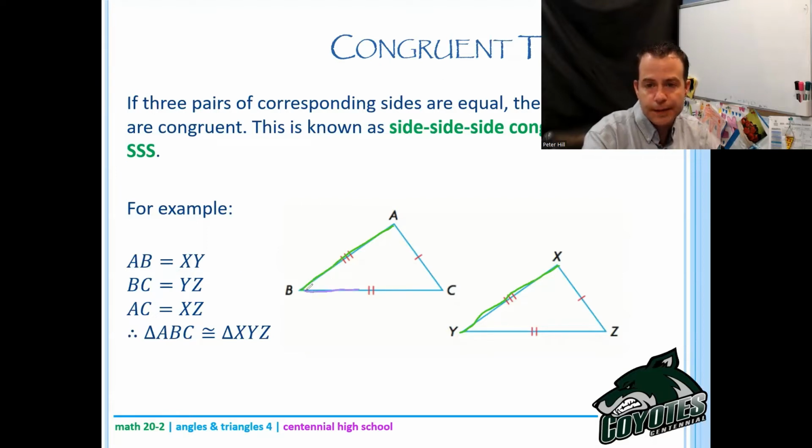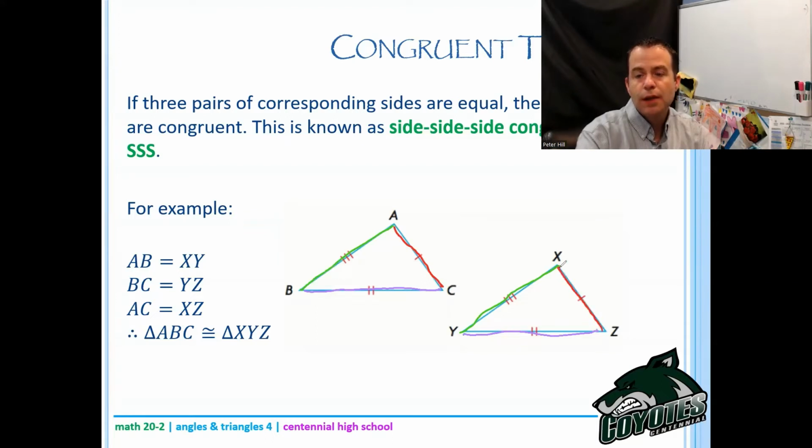And I want you to notice that this one had 3 tick marks and 3 tick marks. This one had 2 tick marks and 2 tick marks. So that's our way of saying those are the same. Finally, I have AC is the same as XY.